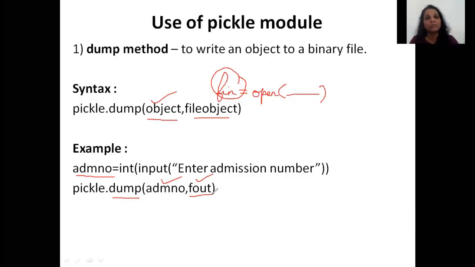So what is the dump function doing? What you want to store is the first parameter. Where you want to store is the second parameter. So fout is not where you want to store. Fout is connecting me to a file. I want to store data in that particular file. Clear? Is the dump function clear?